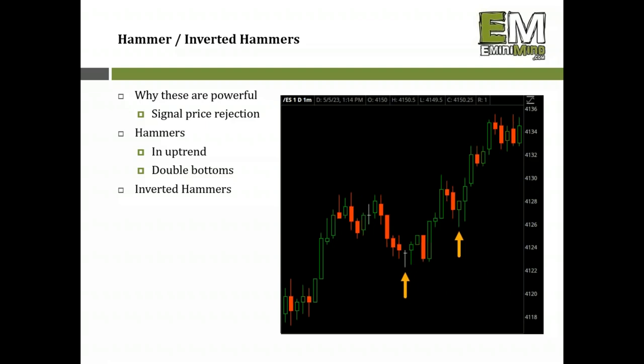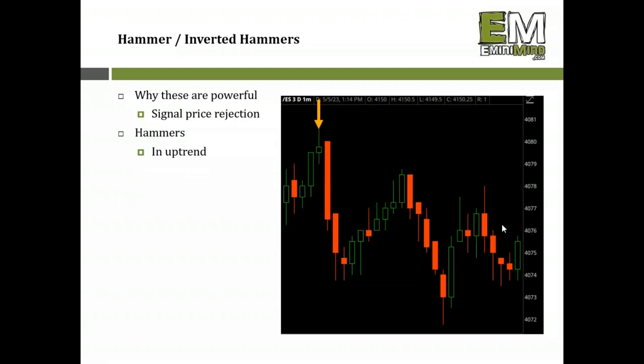Same for hammers and inverted hammers. Most folks are probably familiar with the basic candlestick patterns, but it's the context in which these patterns appear that's really where the benefit comes from. So hammers in uptrends are going to be strong buy signals. Inverted hammers in downtrends are strong sell signals. You can find a hammer in a downtrend, and usually if we just get a small bounce, you're going to end up rolling over. If you get an inverted hammer, which is going to look like this, in an uptrend, then you may get a small pullback and then rally.